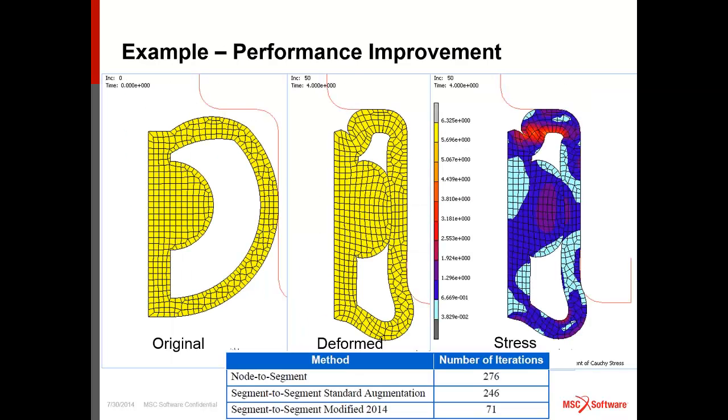So here are a couple of very simple examples, looking at the original body and then the deformed body where we have self-contact, and then the final stresses. The thing that we're interested in is really the number of iterations, because the bigger the problem, the more the number of iterations influences your computational cost. You can see that the segment-to-segment procedure that was previously available, still available today, was less than the node-to-segment procedure, and using the new modified defaults, it's substantially less.